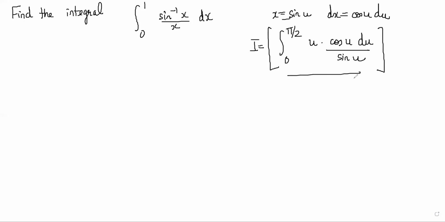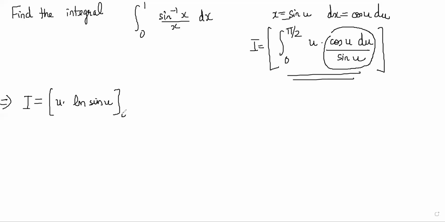And what I will do is I'll do integration by parts here. So this part can be easily integrated, so I'll use that as the second function. So integration by parts implies that I is equal to u into ln sine u, that is the integration of cos u by sine u du, evaluated from 0 to pi by 2, minus integral 0 to pi by 2 of the differentiation of u and ln sine u.